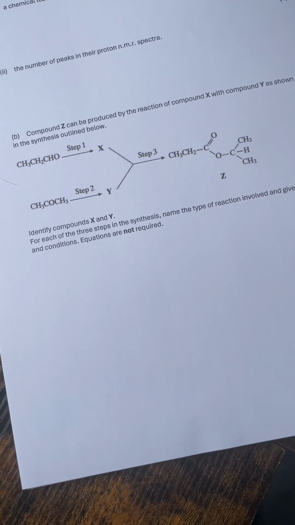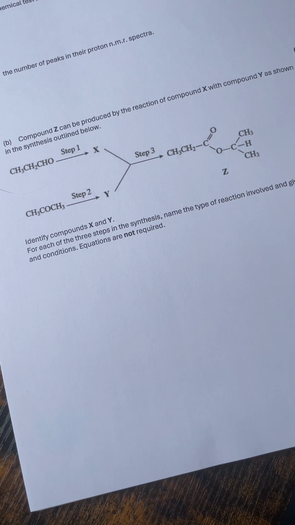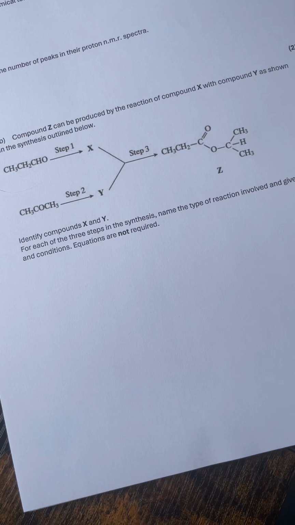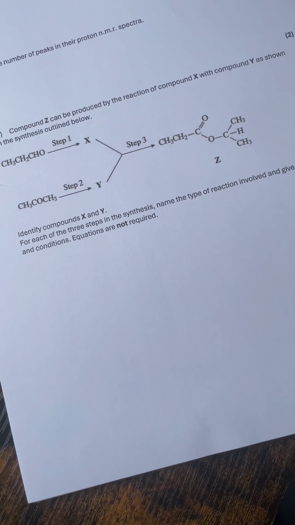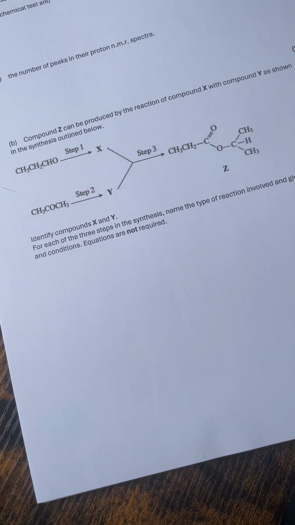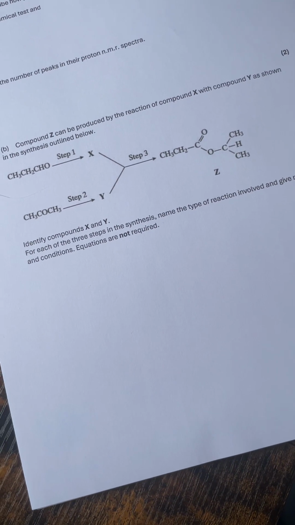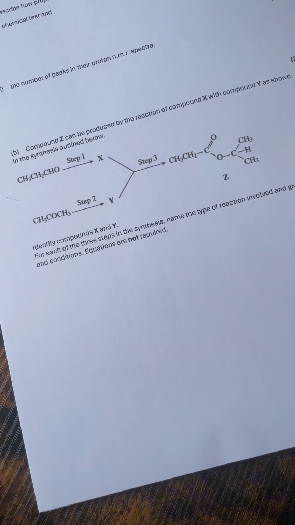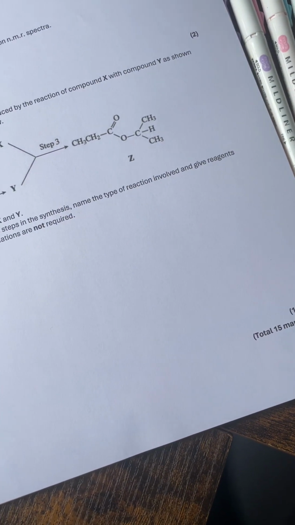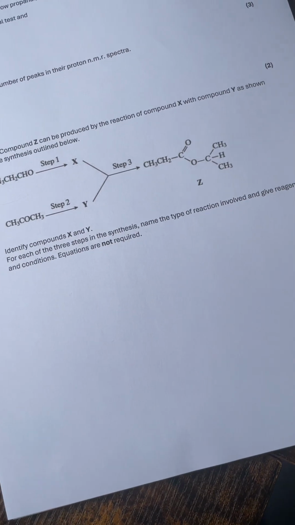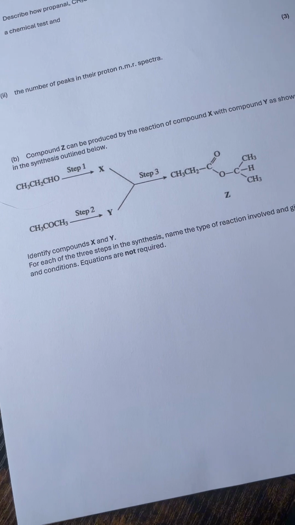Then we've got this little bit of a synthetic pathway where we've got the aldehyde and the ketone. We're doing two individual processes on those to make X and Y, and then X and Y come together to make Z. We have to identify what X and Y are, and we have to think for each of those three steps what type of reaction is occurring, what reagents we would need, and what conditions we would need as well. That final question is worth 10 marks, but it is quite straightforward where they're coming from, because we've obviously got three different steps to deal with, and we have to identify X and Y.